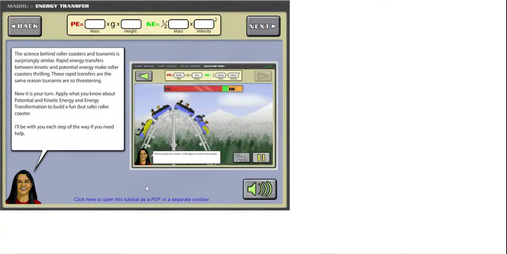The science behind roller coasters and tsunamis is surprisingly similar. Rapid energy transfers between kinetic and potential energy make roller coasters thrilling. Those rapid transfers are the same reason tsunamis are so threatening. Now it's your turn. Apply what you know about potential and kinetic energy and energy transformation to build a fun but safe roller coaster. I'll be with you each step of the way if you need help.